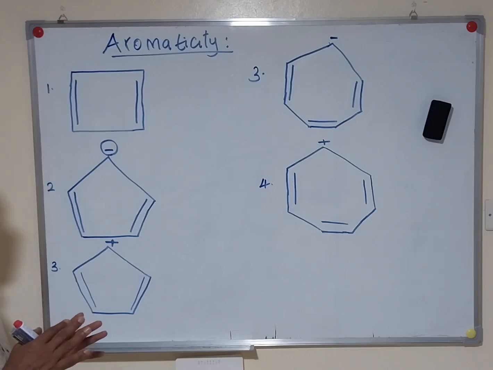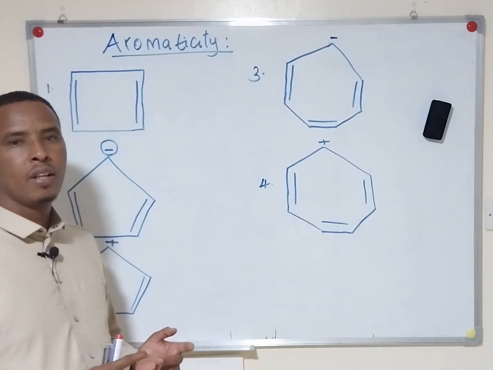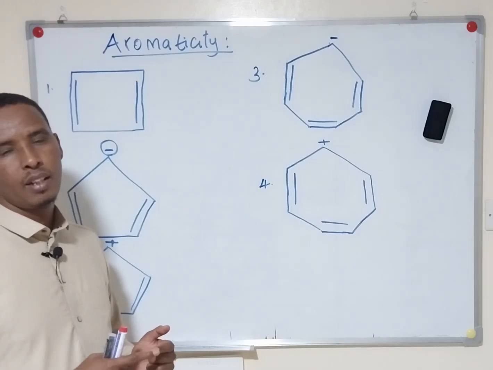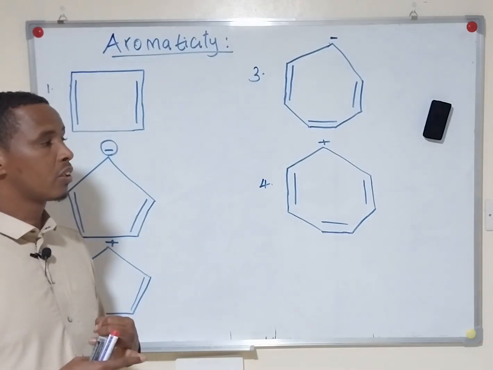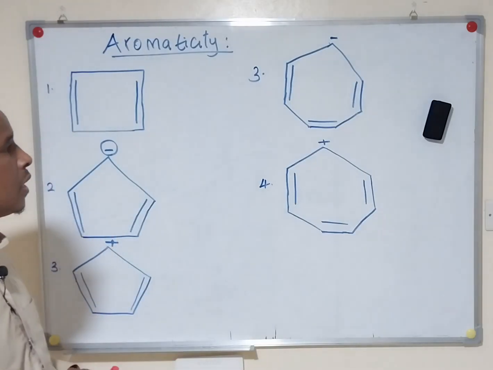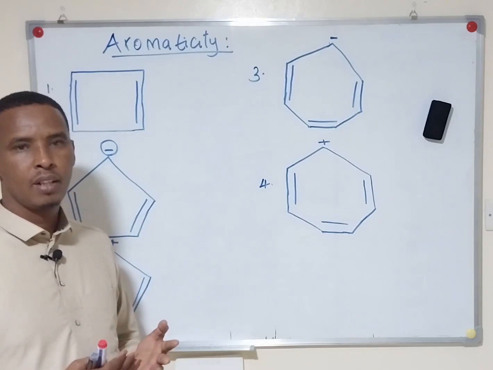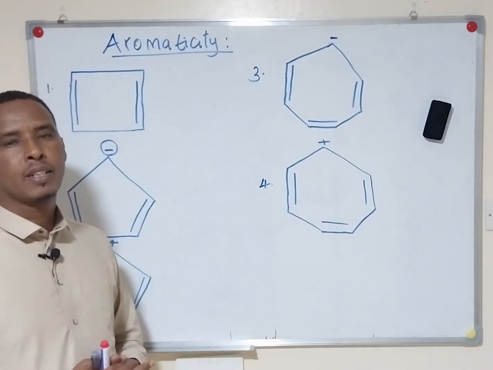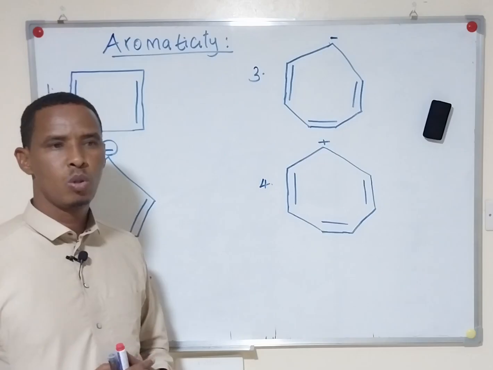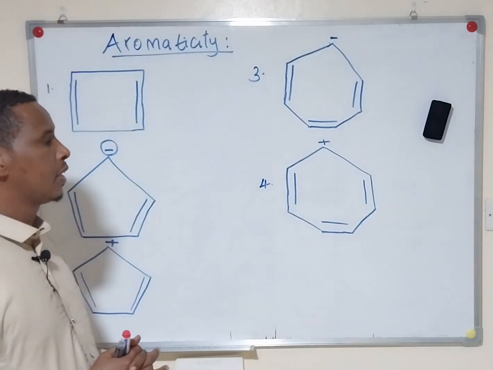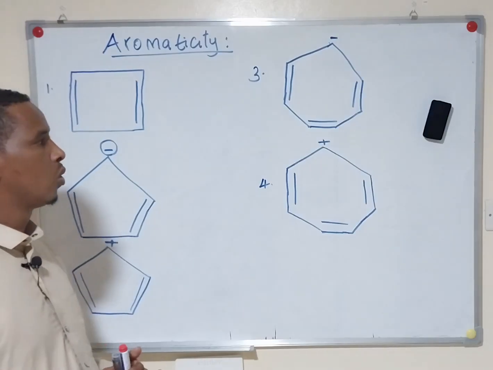We have mentioned that the aromatic compound is conjugated, planar, sp2 hybridized, cyclic, and the last rule is that it conforms to Huckel's rule, that is 4n plus 2. That is aromatic compounds. Anti-aromatic compounds have conditions similar to aromatic compounds, but the only difference is that aromatic compounds conform to the 4n plus 2 rule, and anti-aromatic compounds conform to the 4n rule.